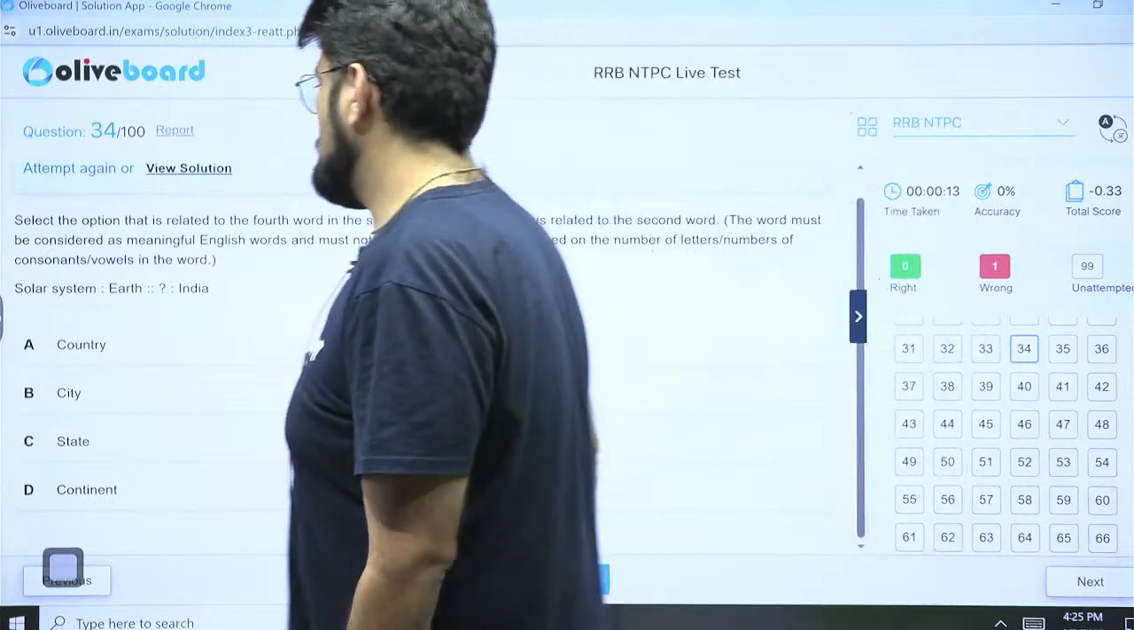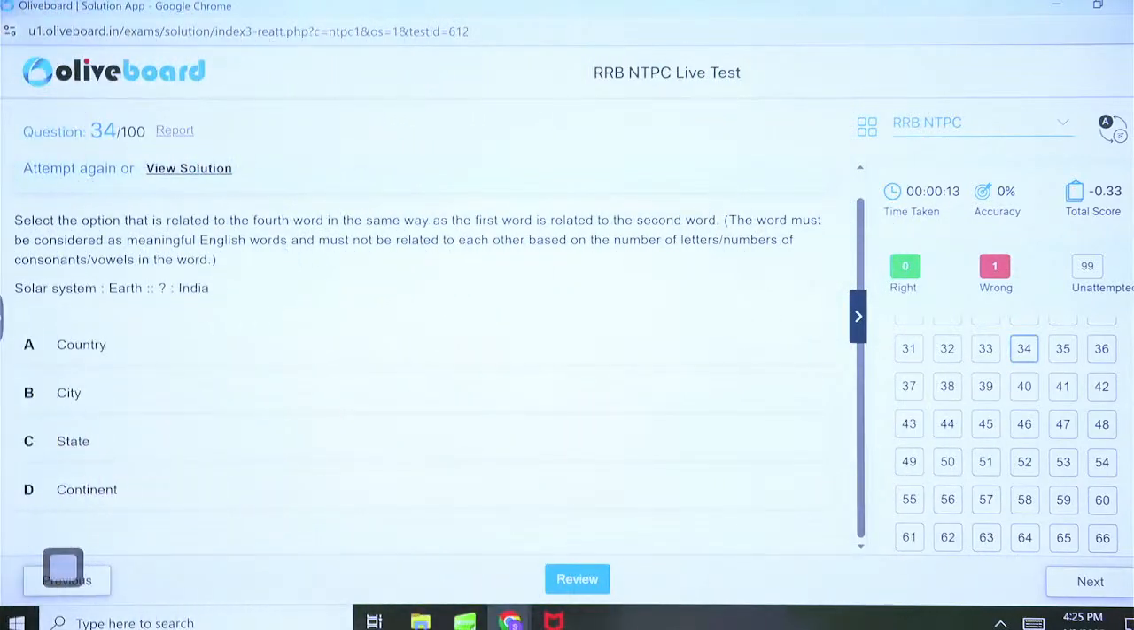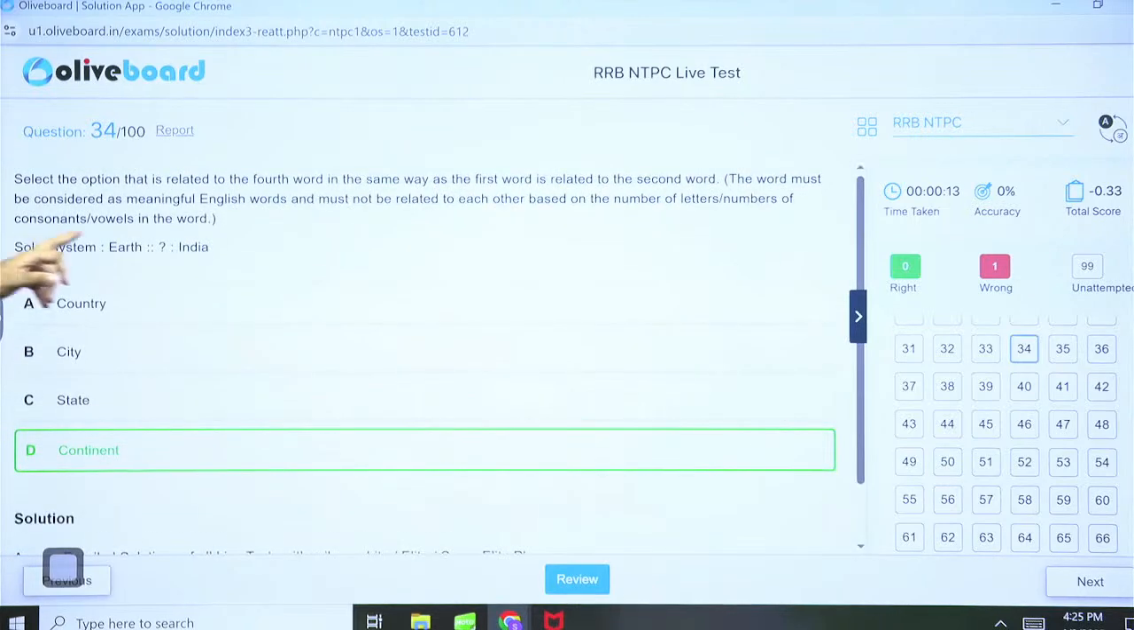Solar system related to Earth. What is related to India? Earth is a part of the solar system. India is the part of a country, a city, a state, a continent. So I think it's clear here. There should be no debate. It has to be continent. So Earth is a part of a solar system. India is a country in itself. So if Earth planet was written, then we could have written India country. But Earth is a planet in a solar system. So India is a country in the continent. So option D is the right answer.